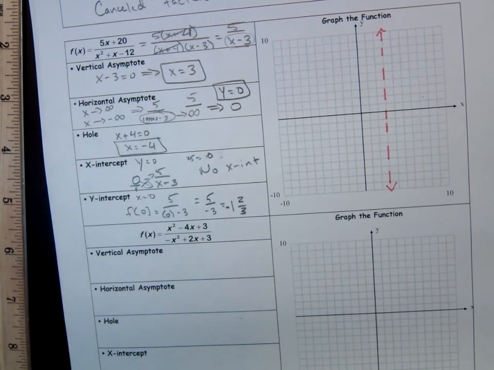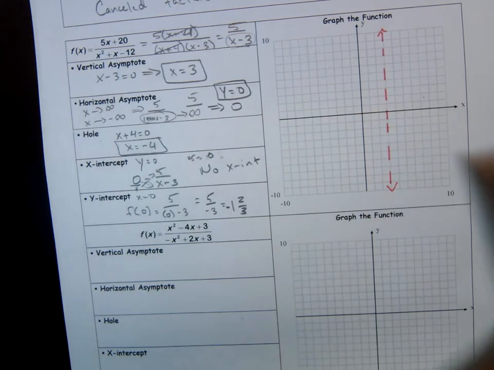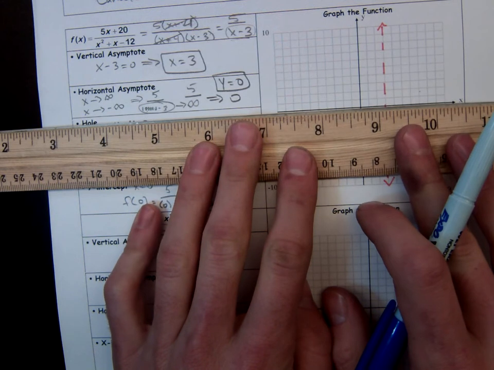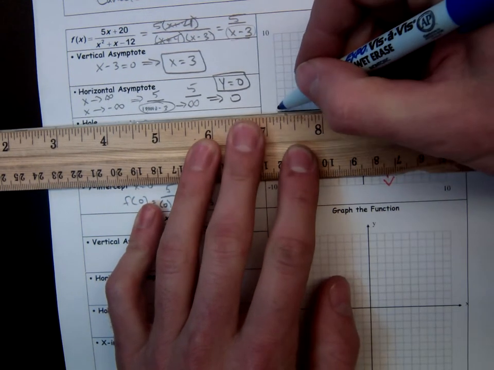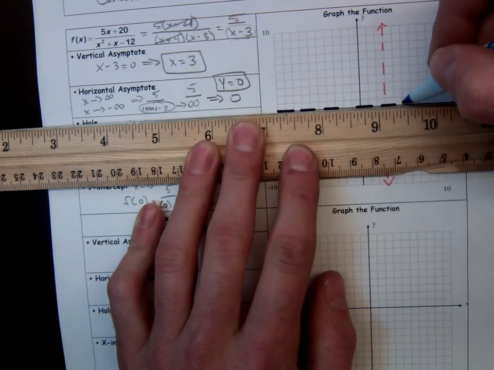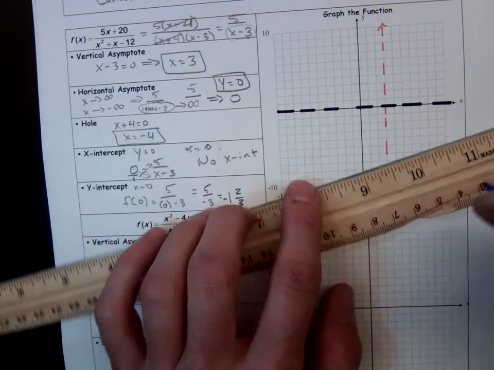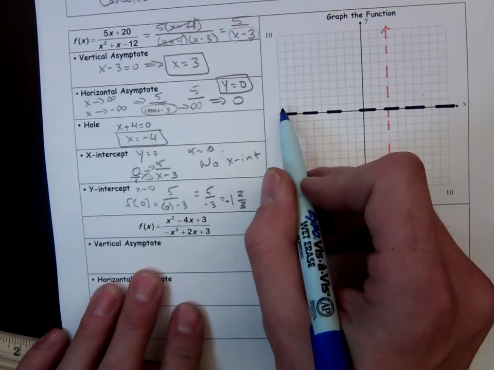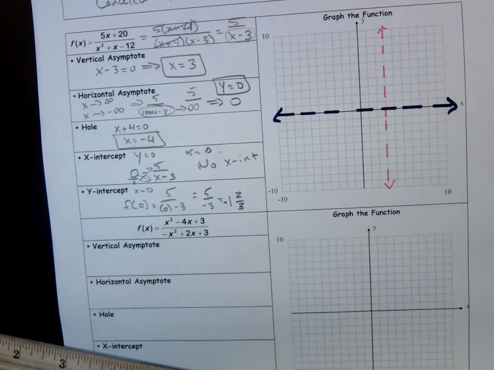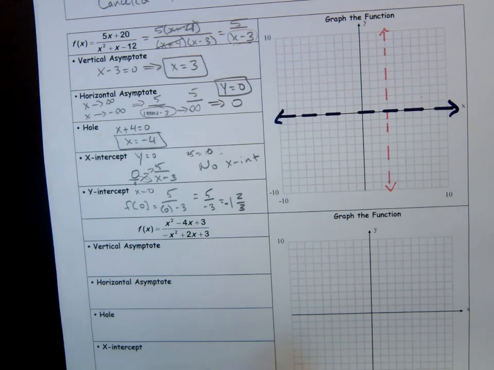I'm going to use a different color. And our horizontal asymptote is at y equals 0. So we're going to go here to y equals 0. Make another dashed line. Remember, this barrier only is going to really work completely when we are at the ends of the graph. The farther we get out, the more likely it is that it will start approaching that line.